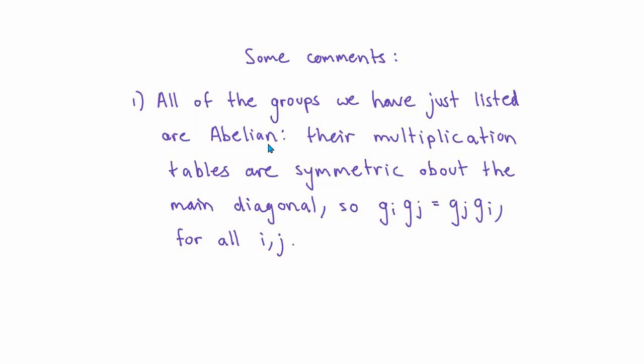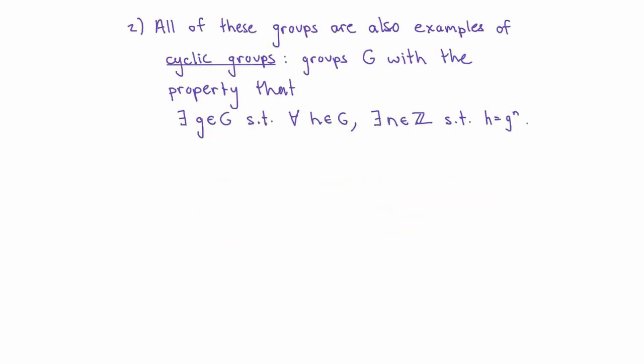If you think about it, for the multiplication table to be symmetric about the main diagonal means that for all elements g_i and g_j, g_i g_j is the same as g_j g_i. So it means that the binary operation is commutative. The second comment, which is one that I'd like to spend some time on, is that all of the groups that we've seen so far in this video are examples of cyclic groups.